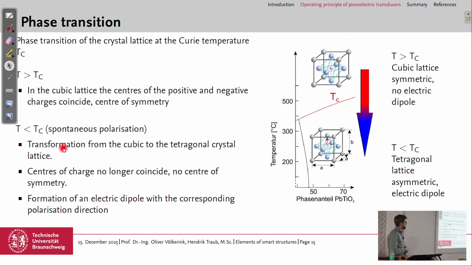As I mentioned on the last slide, the cubic lattice transforms if we are above the morphotropic boundary. In this case, it transforms to the tetragonal crystal lattice. And here you can see that this atom in the middle moves up a bit and is no longer the center of symmetry of the crystal. And with that, we form an electric dipole with the corresponding polarization direction, so in the direction where the element moves.